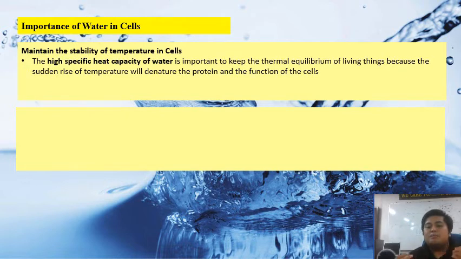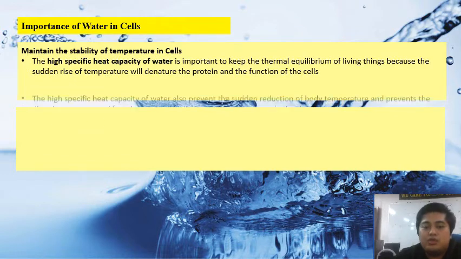So sebab itulah pentingnya ada high specific heat capacity of water ni. Sebab apa? Sebab dia nak maintain kita punya thermal equilibrium. So nak make sure supaya badan kita tidak terlampau panas atau tidak terlampau sejuk. Kenapa? Sebab badan kita kalau terlampau panas, apa yang akan jadi? Dia akan menyah aslikan ataupun denature kita punya protein.